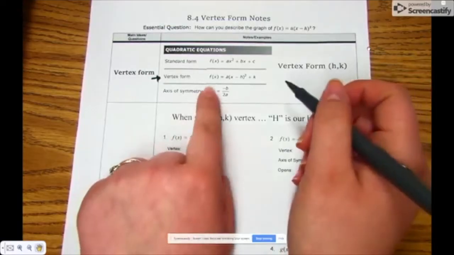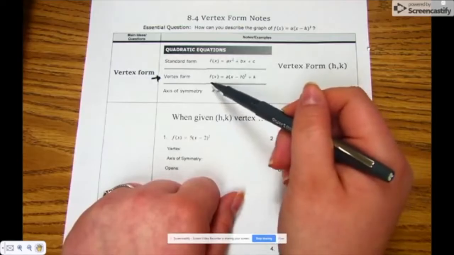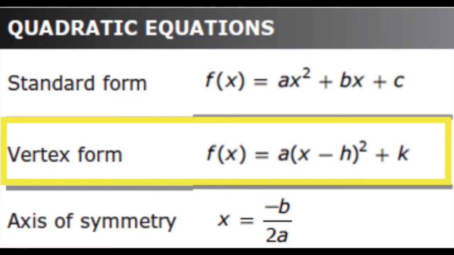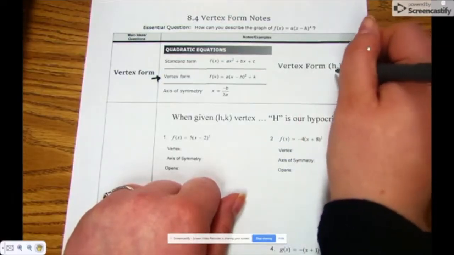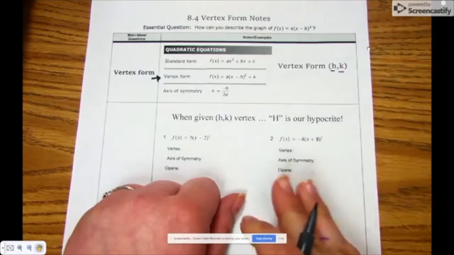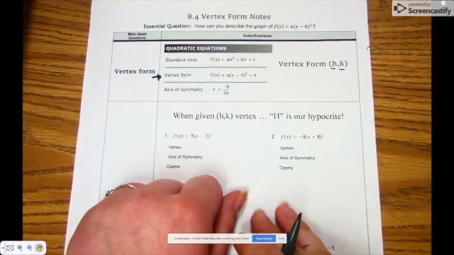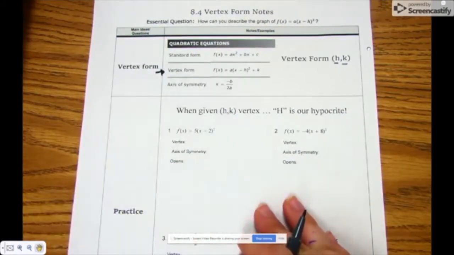So we're talking about vertex form. It says f of x equals a (parentheses means times) x minus h squared plus k. And it tells us the vertex is h comma k. This is how we can very easily find our vertex if the equation is in vertex form.